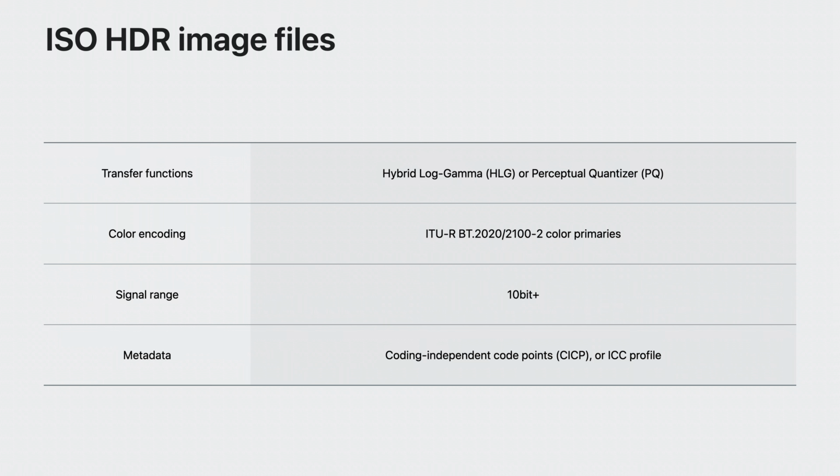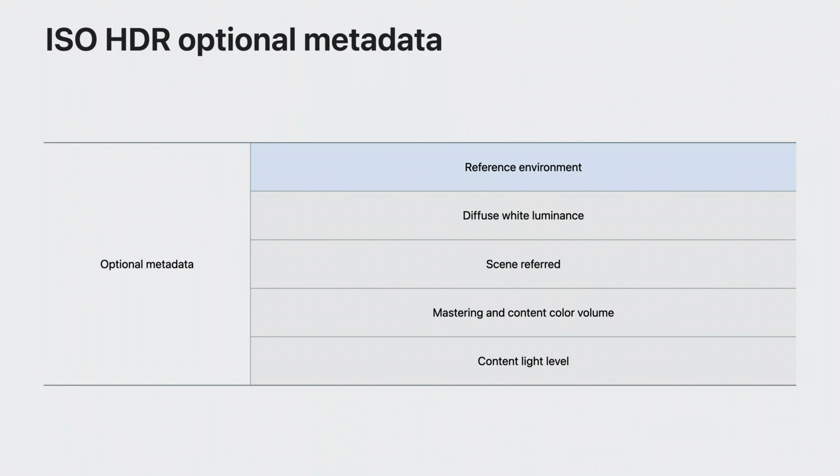Together, these requirements define the new ISO HDR files. There are some additional optional metadata fields associated with ISO HDR files that might be relevant to you. The reference environment tag defines the ambient conditions for the content reference condition. The diffuse white luminance defines where the reference white falls for this content. The default is the 203 I mentioned earlier.